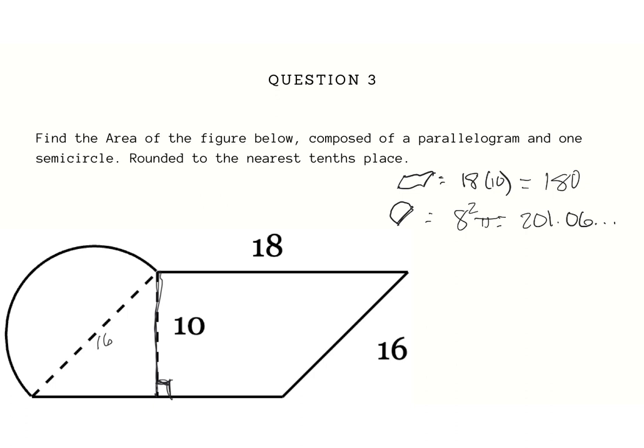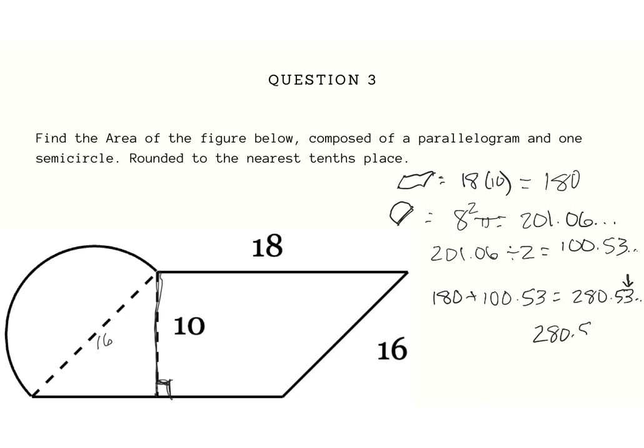201.06. Divide that by 2 to get 100.53 with extra numbers after that. And because I'm not taking it away from the parallelogram, we're going to add those two numbers together. So 180 plus 100.53 gives me a total of 280.53 with extra numbers. Looking at the hundredths place, that's a 3 one more time. So I'm going to round down, so 280.5 units squared would be my final answer.